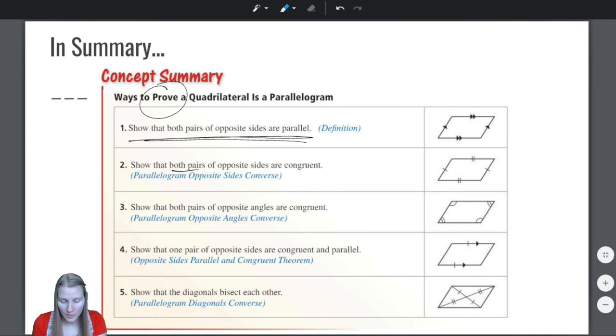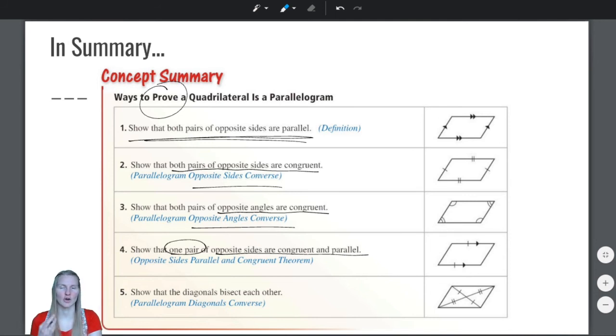You can show that both pairs of opposite sides are congruent. That's the opposite sides converse. You can show that the opposite angles are congruent, which is the opposite angles converse. You can show that one pair of opposite sides are congruent and parallel. That's the opposite sides parallel and congruent theorem. You can also show that the diagonals bisect each other, and that's the diagonals converse.